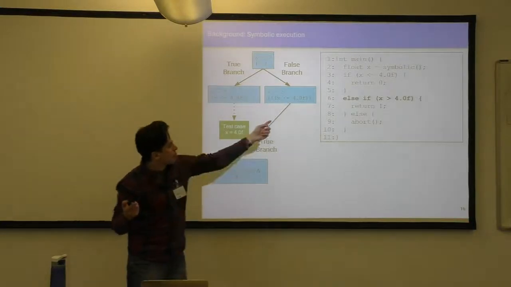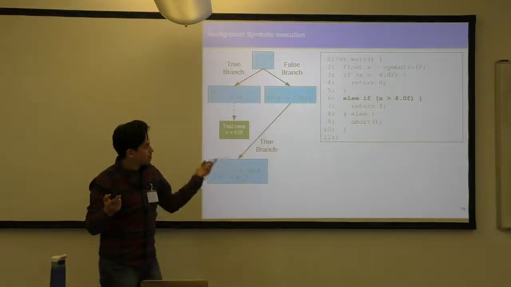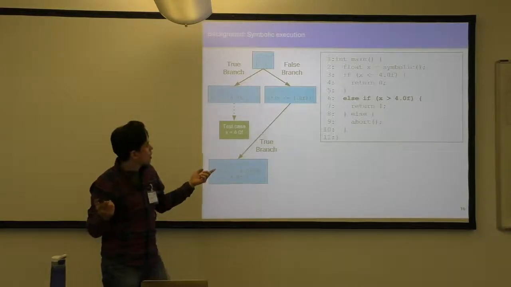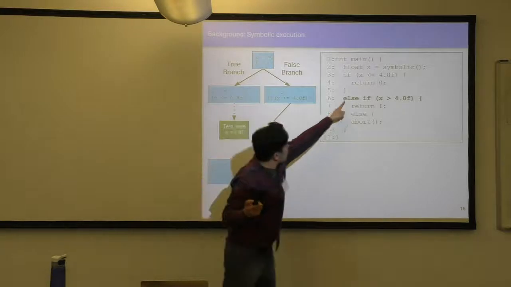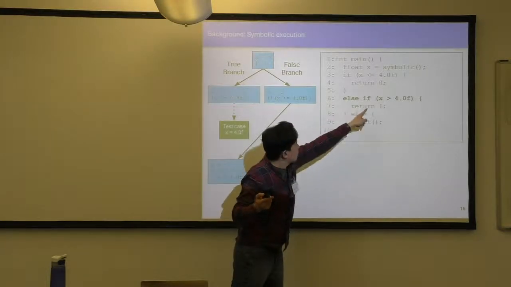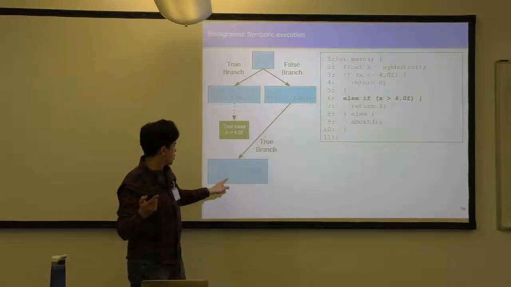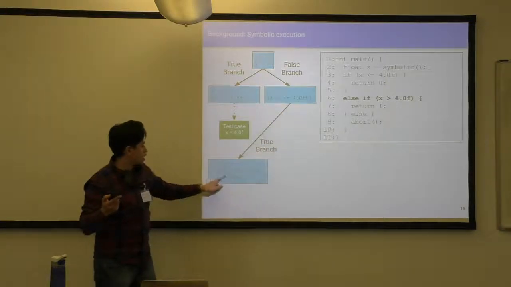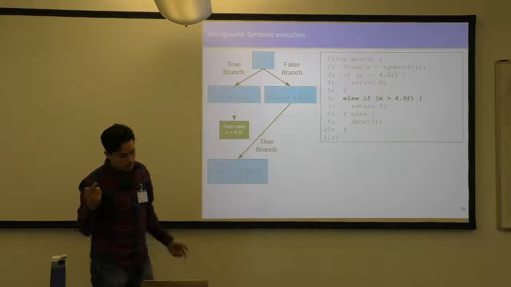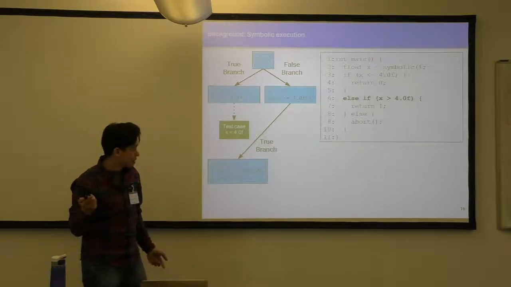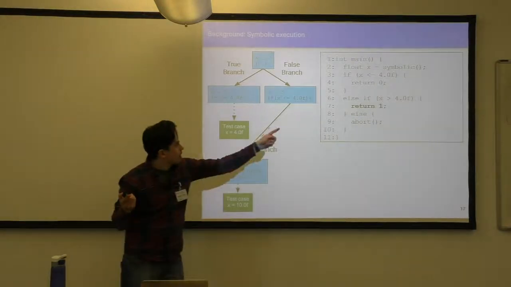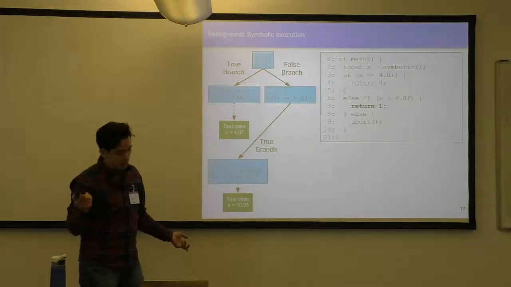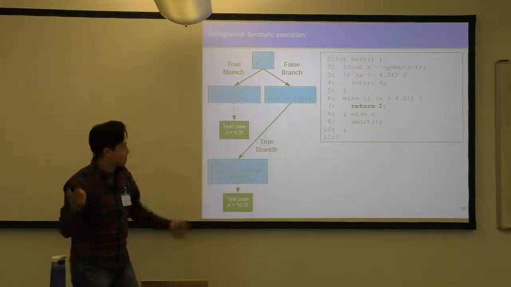So then we get to this else if statement. And again, if we want to consider going into here, we have to add a new constraint. So it's the constraint we had before, but now we're saying and x is greater than 4. Again, we can ask the constraint solver, is this satisfiable? And it is. And so we hit the return 1 statement and we'd exit, and it might generate a value like x is 10, for example.